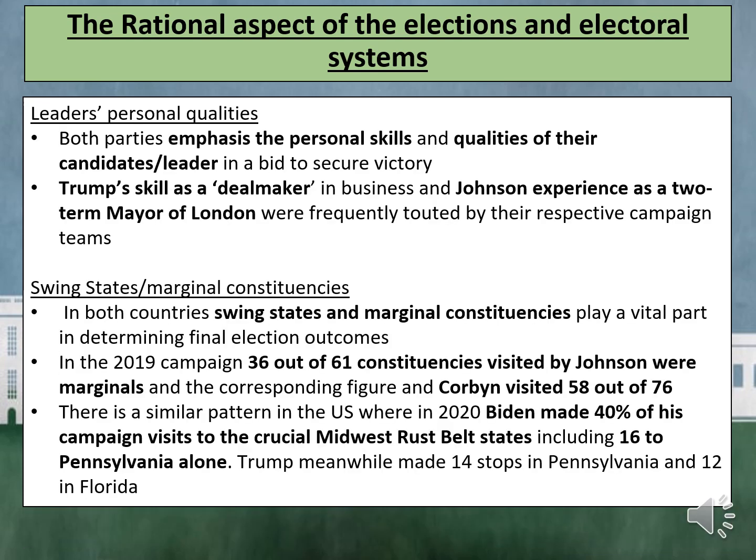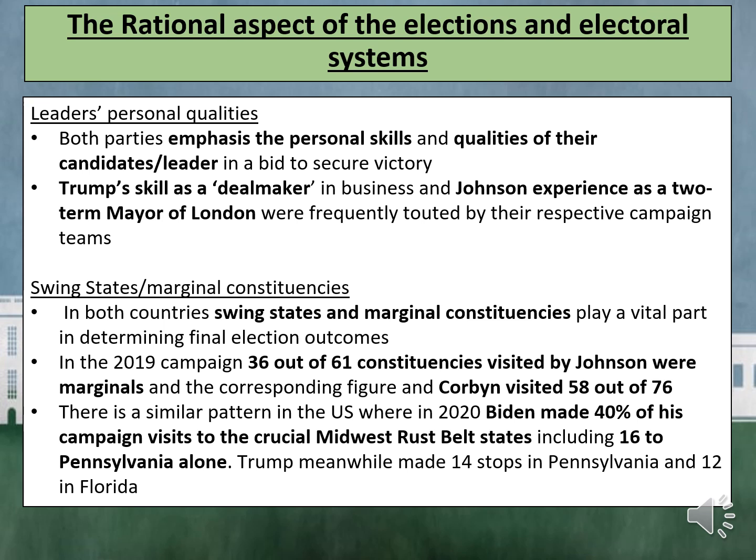Also considered as rational aspects are leaders' personal qualities. Both parties emphasise the personal skills and qualities of their candidates or leader in their bid to secure victory. Trump's skill as a deal-maker in business and Johnson's experience as a 2-term mayor of London were frequently touted by their respective campaign teams. Also, the swing states and marginal constituencies class as a rational aspect as well.